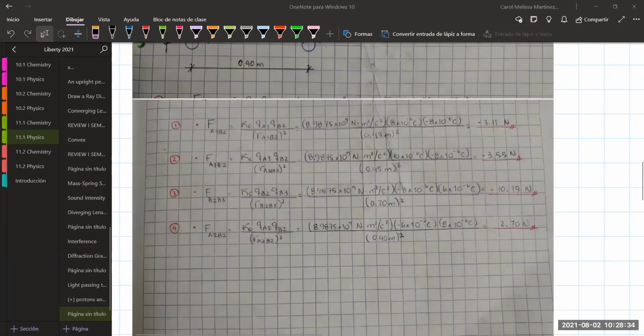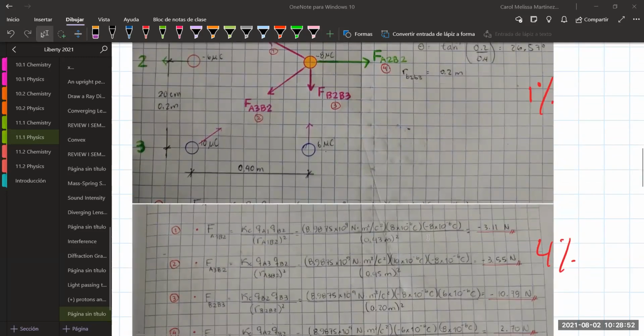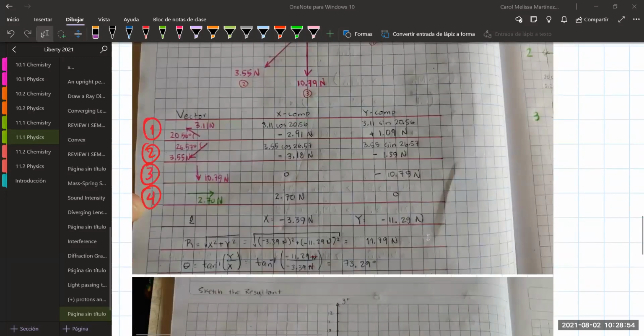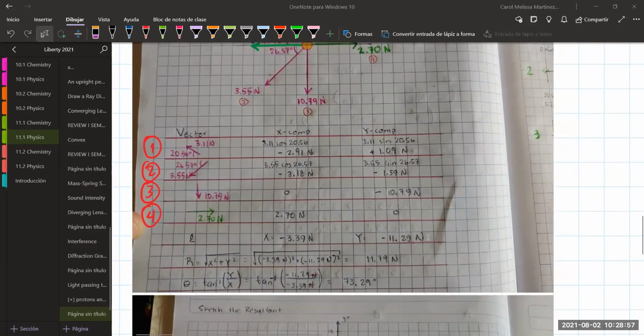I also evaluate the forces with or without the sign, okay? So imagine here I have 4 more points, and here 1 or 2 points. I'm going to get 1 point for that part. So far we have 5 points, and the rest of the 5 points are the table. How do I evaluate the table? 1 point each vector. 1, 1, 1, 1.